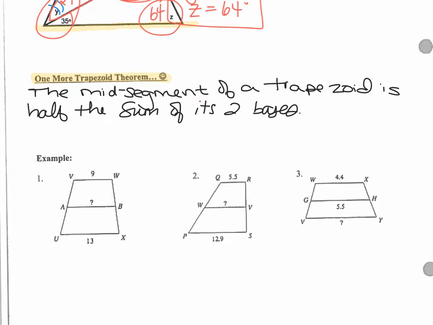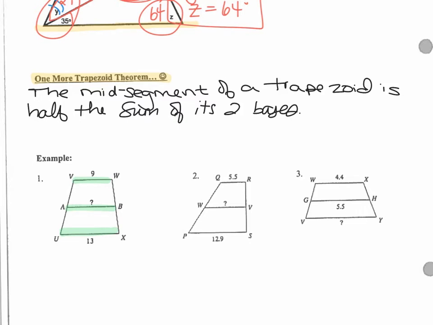So remember, a trapezoid has 2 bases, so I would add those 2 bases up, I'd take the sum of it, and then I would take half of it to determine the length of the mid-segment. So remember, mid-segment is in the middle of your trapezoid. So my bases are your parallel sides. So this would be a base and this would be a base. I would find its sum, and then I take half of it to get the length of a mid-segment.